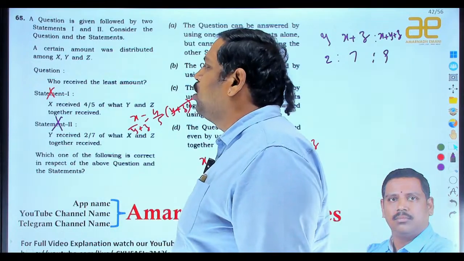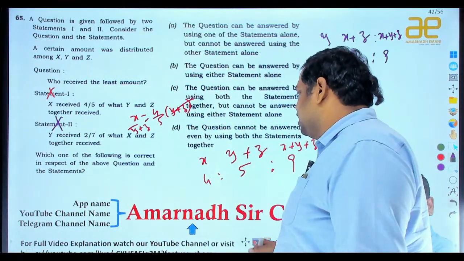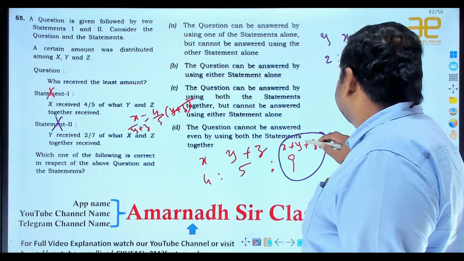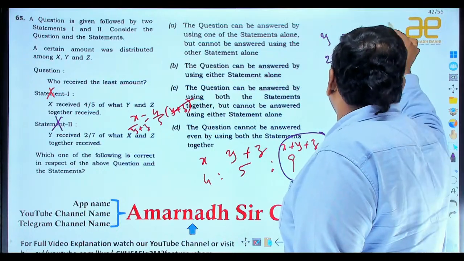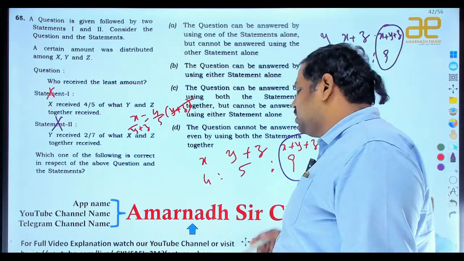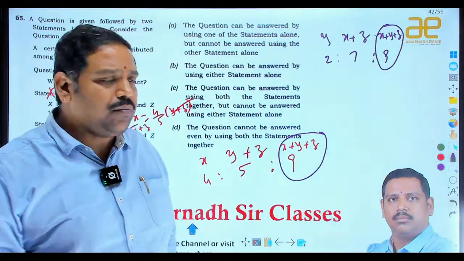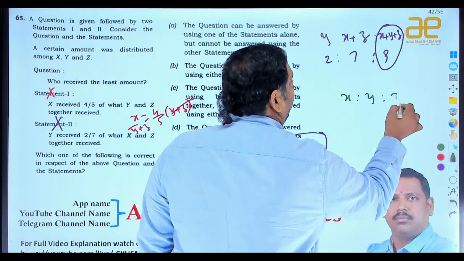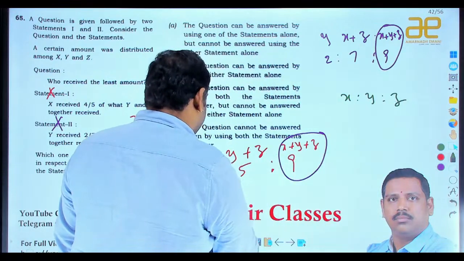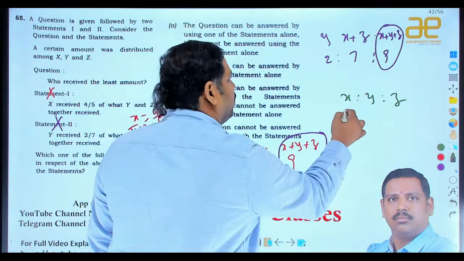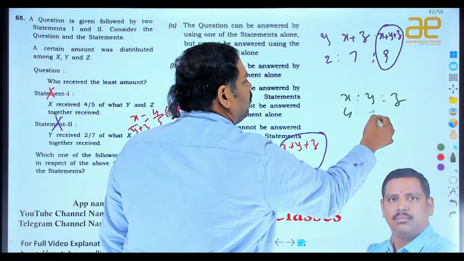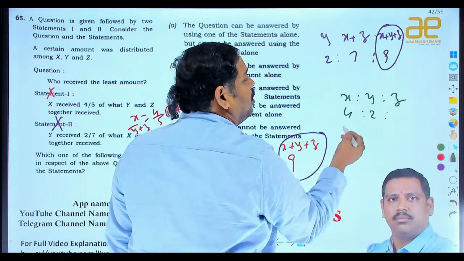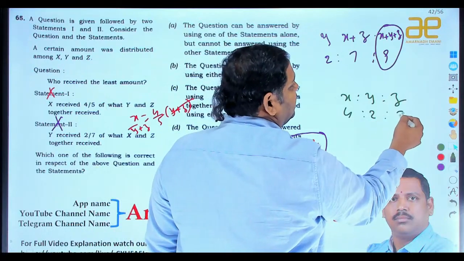If individually not sufficient, together we have to go. Here x plus y plus z is 9, and here also x plus y plus z is 9. So by taking both simultaneously, I am writing x is to y is to z. If total is 9, x is 4. If total is 9, y is 2. And the total is 9, so 4 plus 2 is 6, which means z is 3.